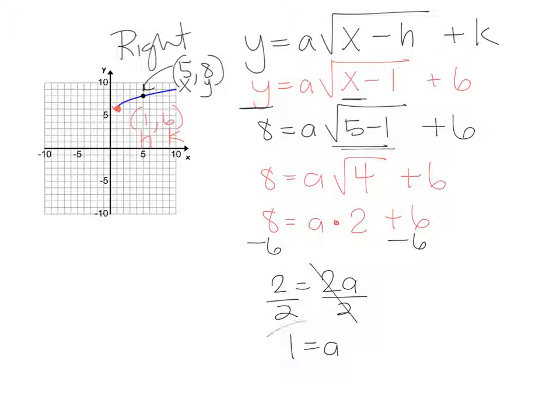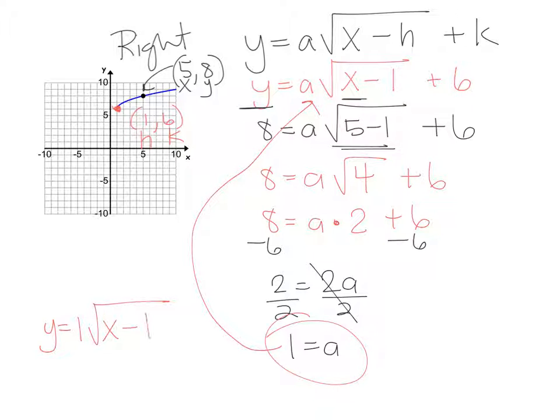So if we plug that in right up here, we'll have our equation. Y equals 1 times the square root of x minus 1, and then at the end plus 6. Make sure that plus 6 stays out of the square root. Okay, that's a 1 that you didn't have to write to be correct. You could have just written a blank square root of x minus 1 plus 6 since a was 1.